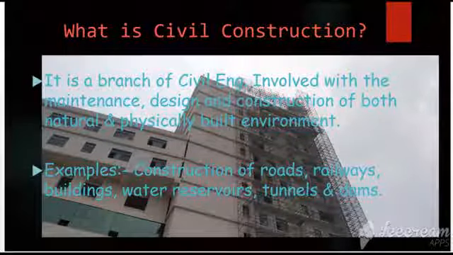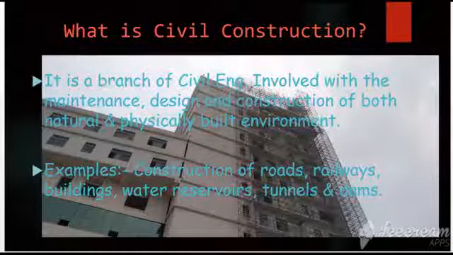So what is civil construction? What is the first thing that came into your mind when you hear the word civil? Anyone? I will tell you. The first thing that came into my mind is a group of day-to-day laborers working on a construction site or working on a dam or a tunnel. So briefly, it is a branch of civil engineering involved with the maintenance, design and construction of both natural and physically built environments. Examples are construction of roads, railways, buildings, water reservoirs, tunnels and dams.